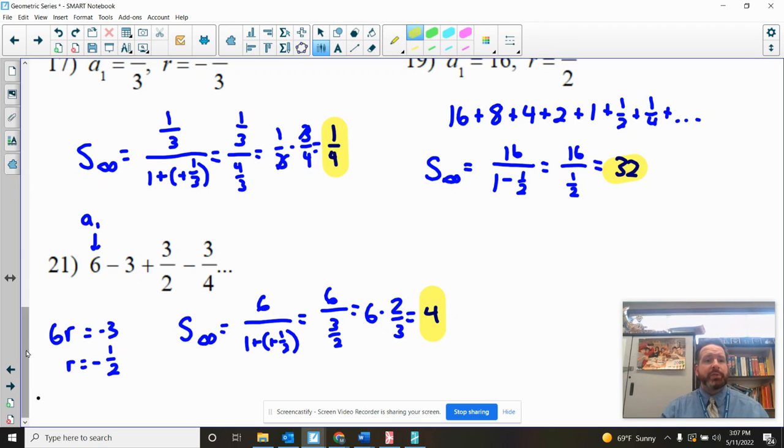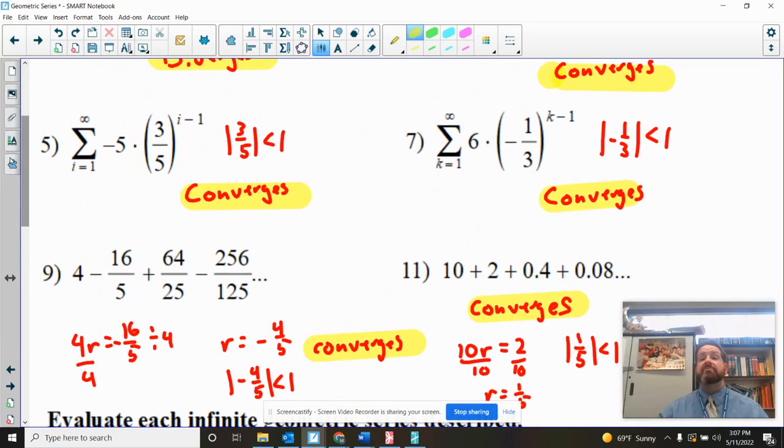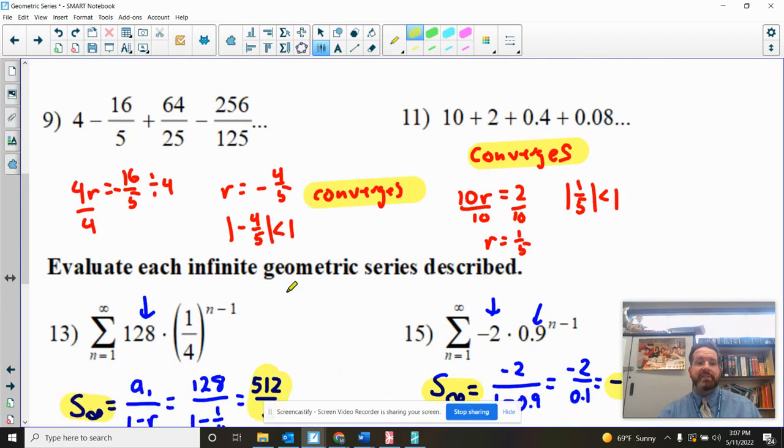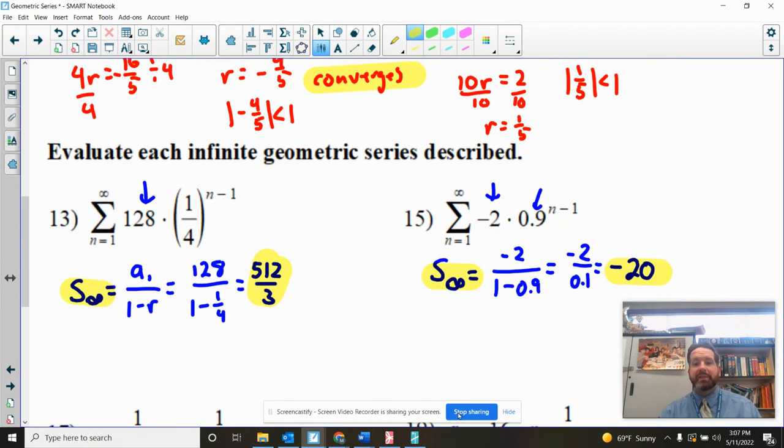Okay, so there it is. When you're dealing with your infinite sums, you converge if that common ratio is less than 1 in terms of its magnitude, and you apply that infinite summation formula to determine the overall sum.